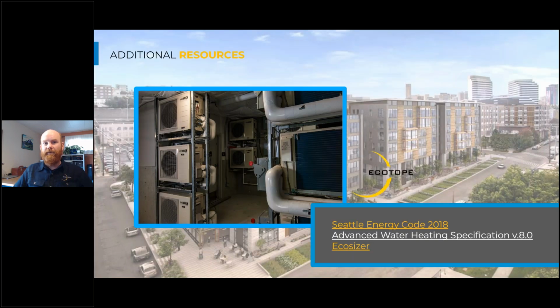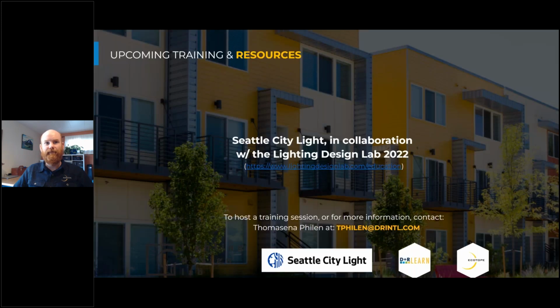And there's other resources available, EcoSizer, the Advanced Water Heating Specification by NEEA and Seattle Energy Code, as well as other trainings and opportunities to learn more about heat pump water heaters and those systems. So many thanks to our partners at Seattle City Light and the Lighting Design Lab, and I will hand it back to Katie here.